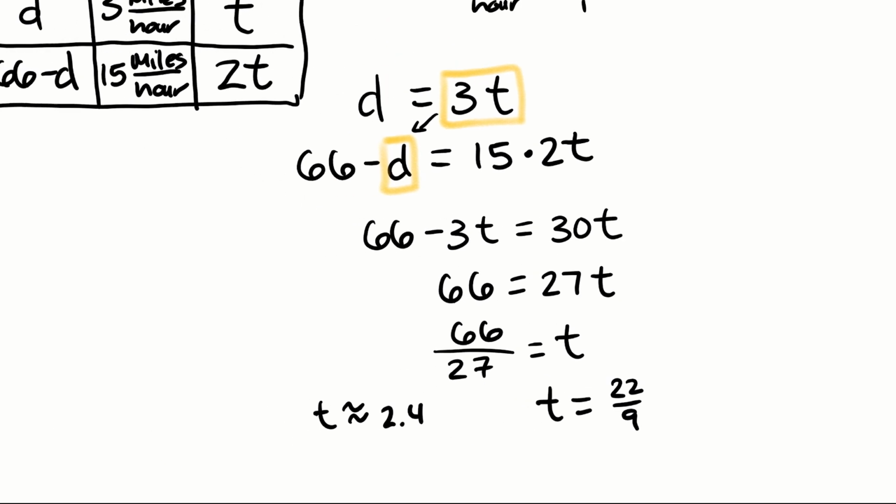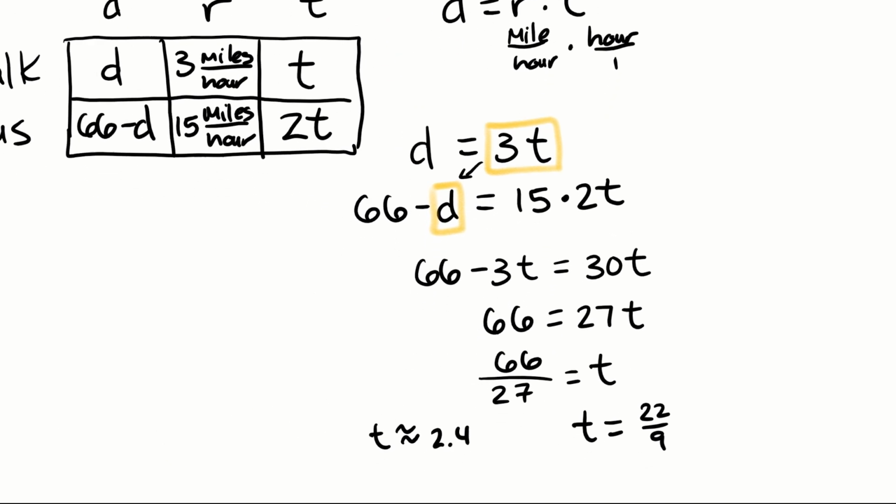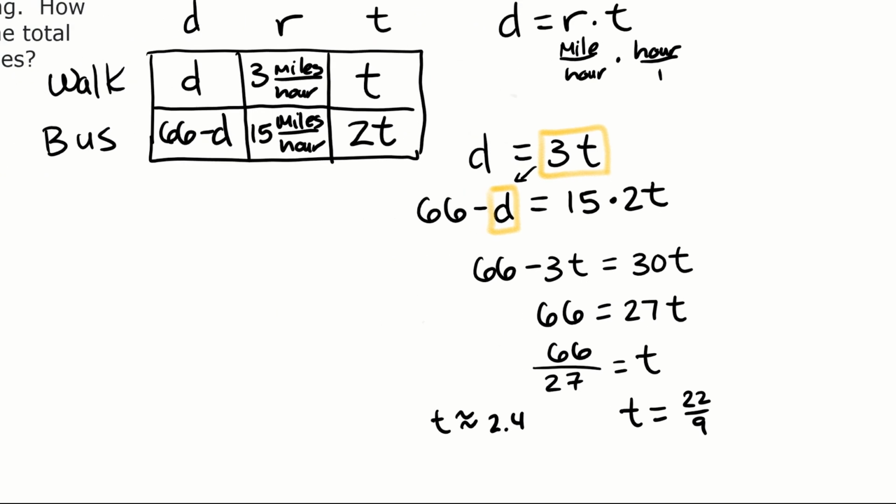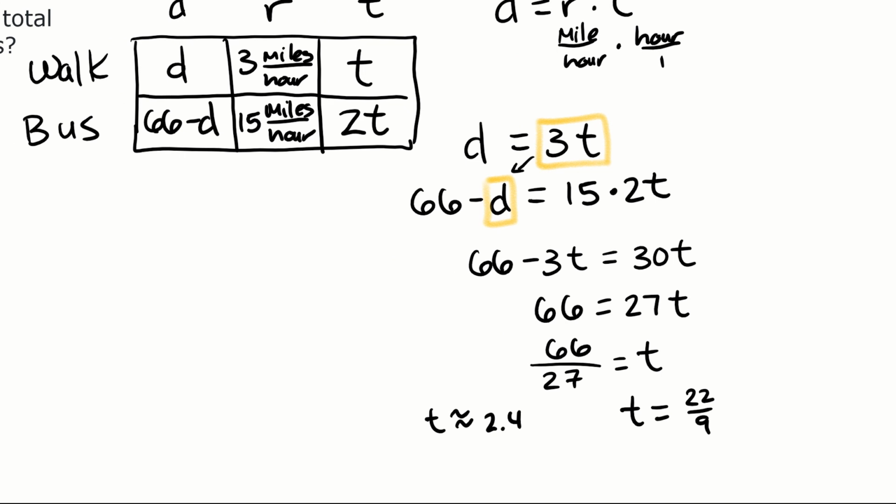My only concern here is, if I use that value, does it really get me 66 miles? If I plug in t here, 3 times that t, and then 15 times that 2t, when I add those together, does it equal 66 miles? If it does, I've got it. So I am going to check that.